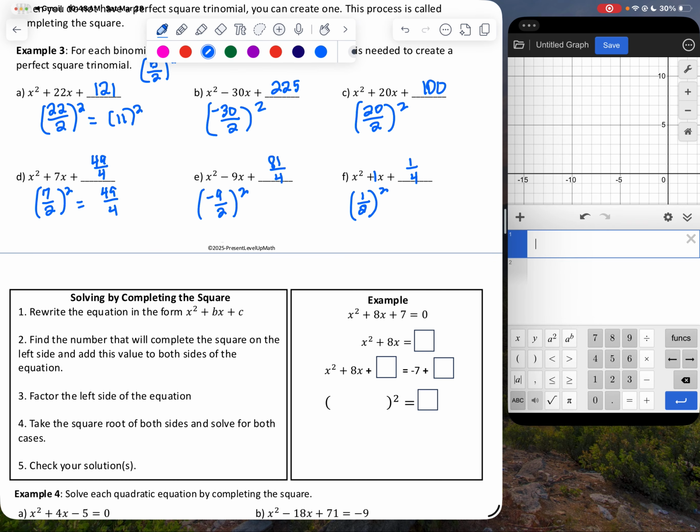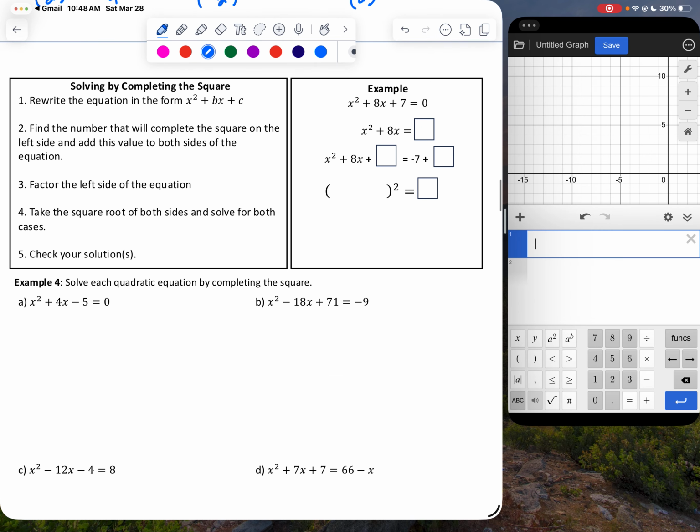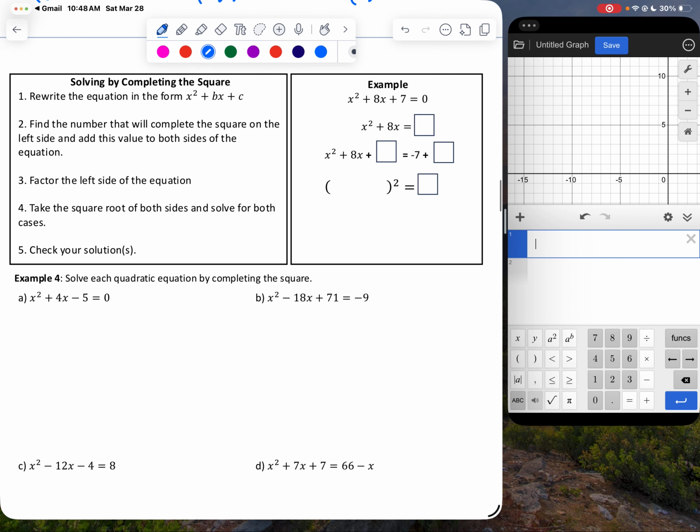All right, now let's get into how to solve by completing the square. So the first thing we're going to do is rewrite the equation in the form x squared plus bx equals opposite of c. For example, in this equation, we have x squared plus 8x plus 7 equals 0. I want to rewrite it in the form x squared plus bx equals opposite of c. If c was positive 7, now it is negative 7.